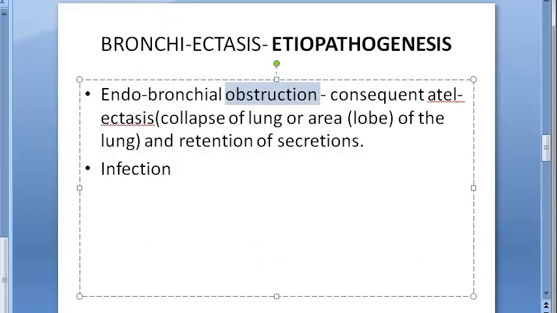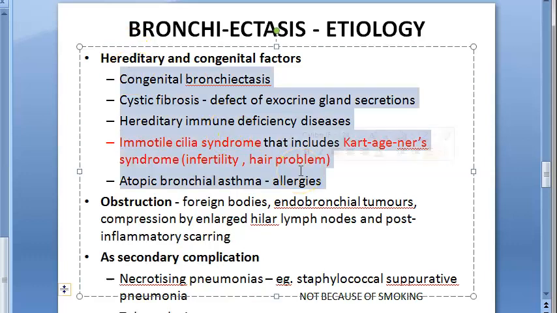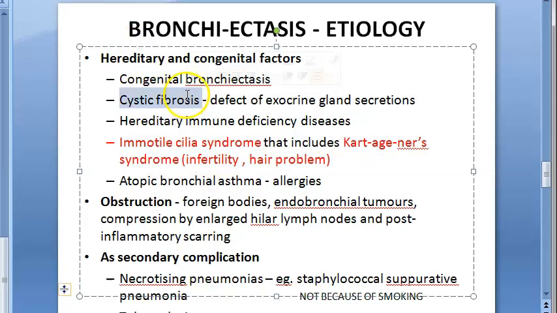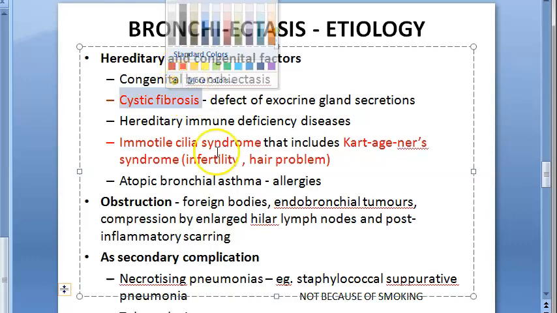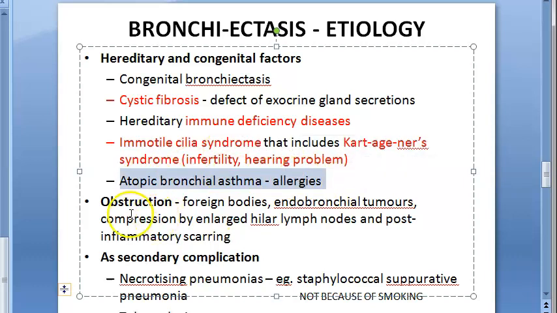Etiopathogenesis, you need 2 words here: obstruction, infection. What all can cause this? There can be congenital bronchiectasis, cystic fibrosis. I think you will end up forgetting this word, cystic fibrosis. Hereditary immune deficiency disorders that can lead to infection, right? Immotile cilia syndrome, don't forget this. Kartagener's syndrome. You can see infertility also in these people, and hearing problem, not hair problem. Hearing problem, okay. Atopic bronchial asthma, where people have a lot of allergies.